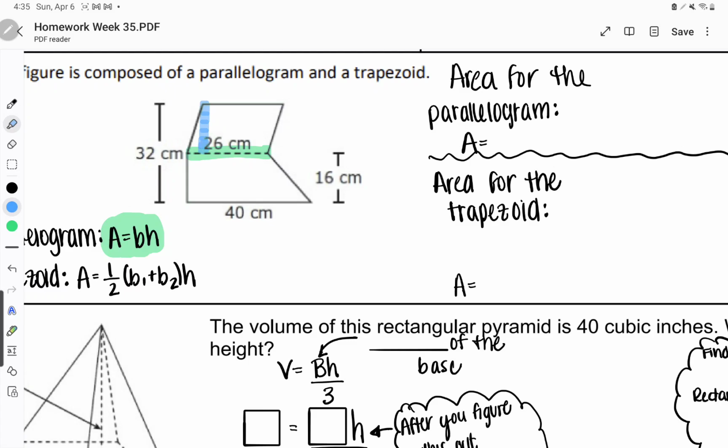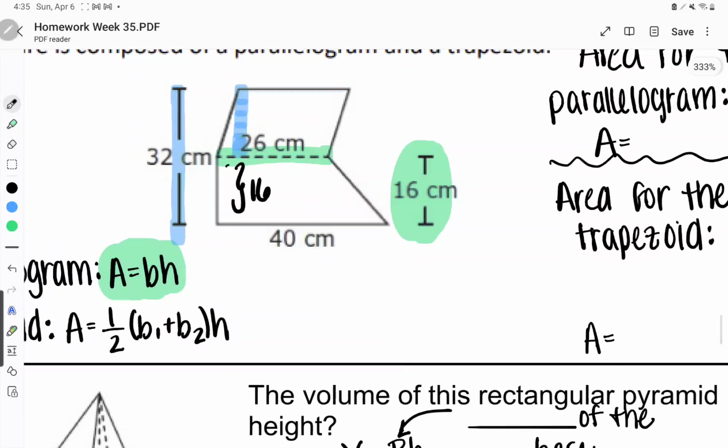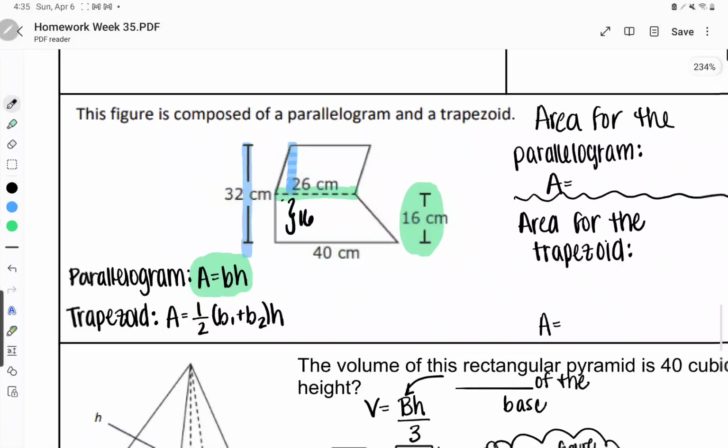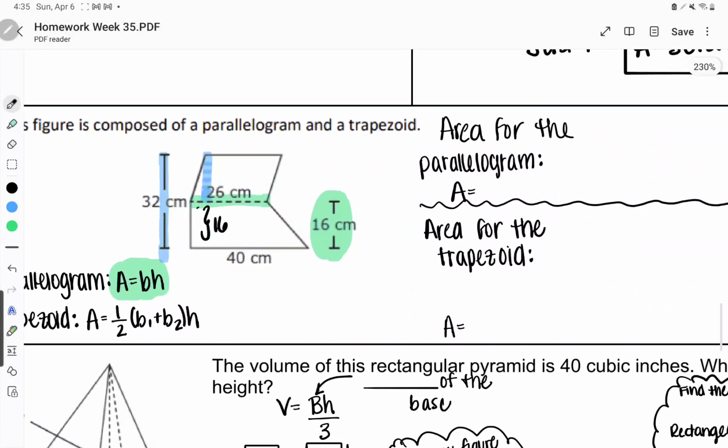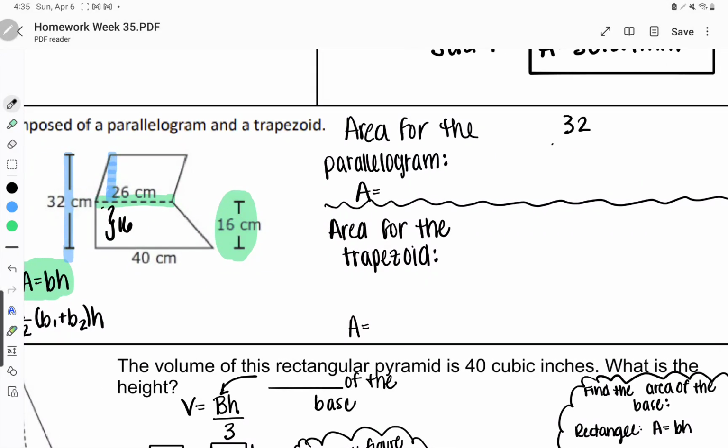Now, you would first say, oh, that looks like it's 32, but 32 is all of this. So we need to cut off this portion that's right here to find our height. So how would I figure out what the height of my parallelogram is? Well, I see right here that my height from my trapezoid is 16. And so this right here is 16, and that's what I need to cut off. So I would need to do 32 minus 16 to figure out what the height of my parallelogram is.